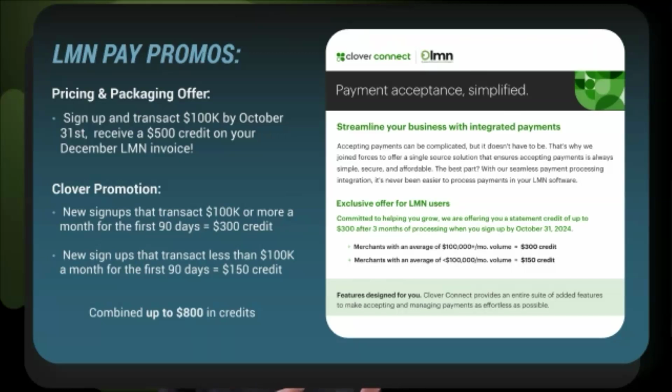Now, in conjunction with that, Clover is also going to sweeten the deal by adding another $300 if you transact $100,000 over the next 90 days. So again, that's $800 worth of credits back to you as a landscaping company. If you happen to transact less than $100,000 through Element Pay for the first 90 days, we'll still give you $150 towards your Element Pay services or charges.